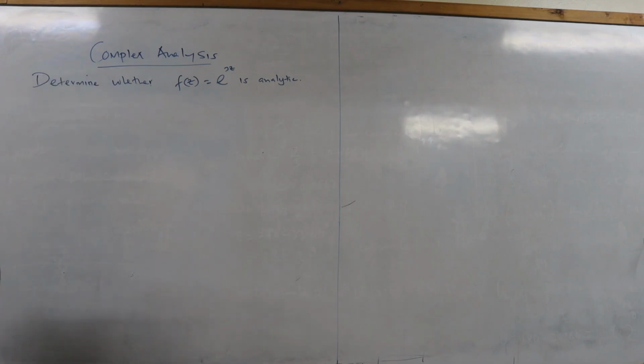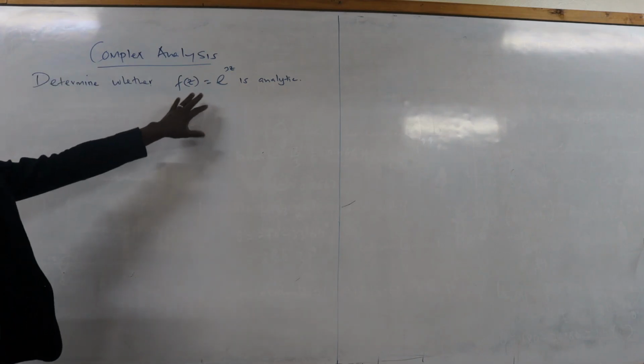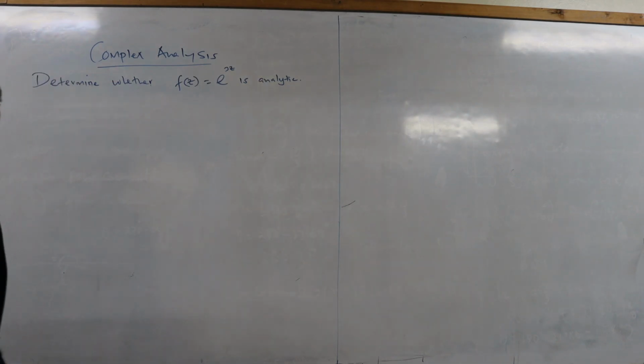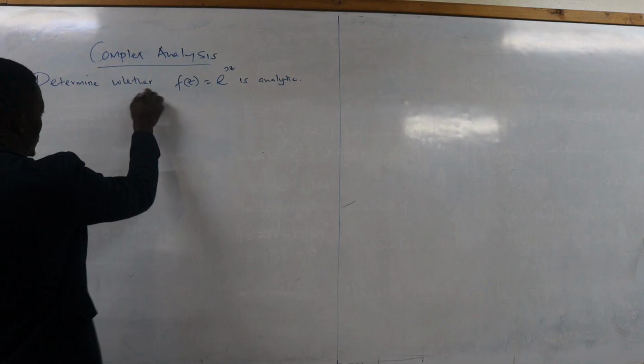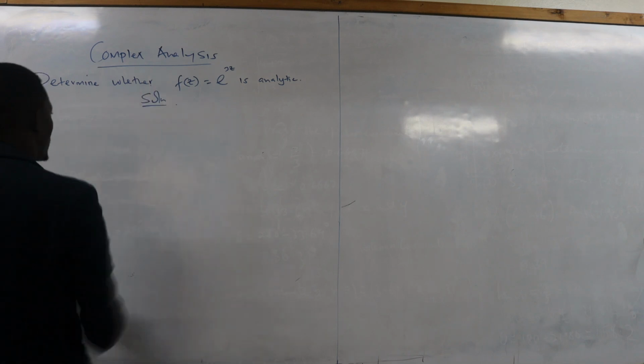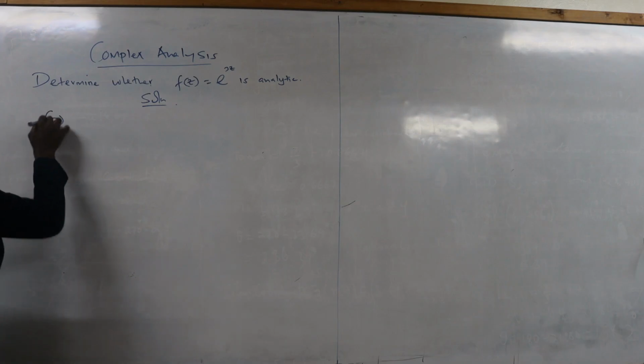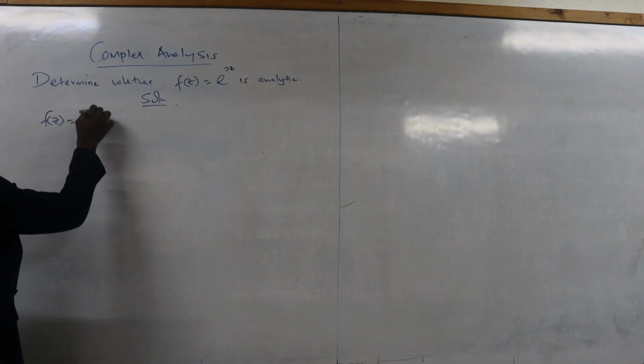So we check our first question, and it says determine whether f of z, which is given by exponent of 3z, is analytic. Are we together? So our solution: we check the question. Your function is f of z given by exponent of 3z.